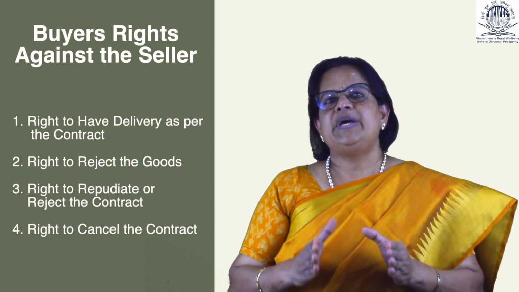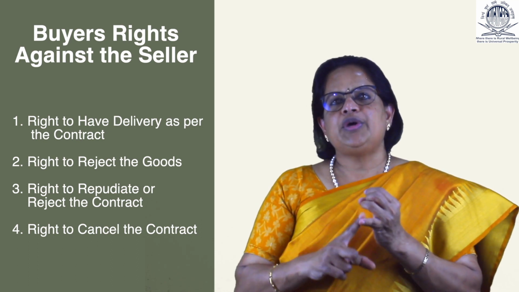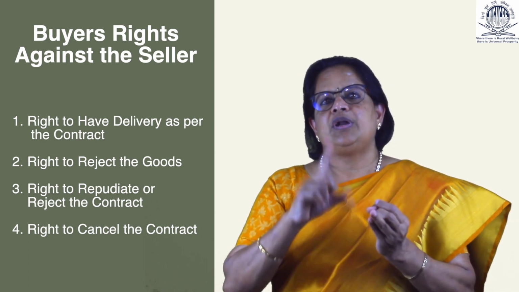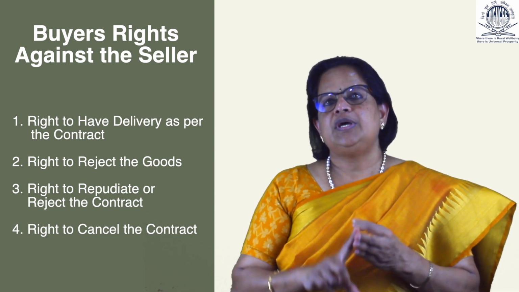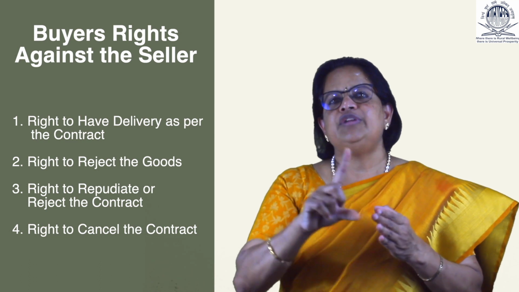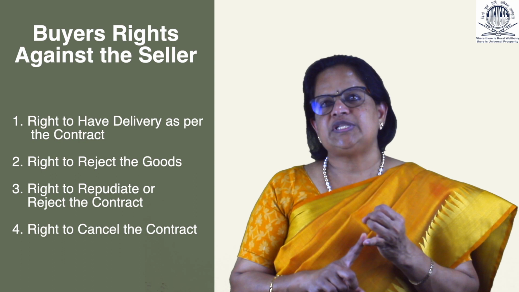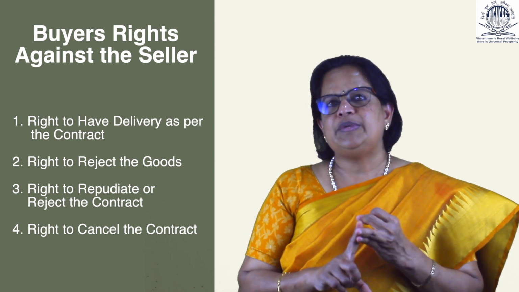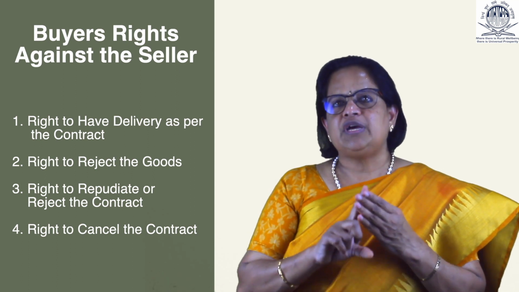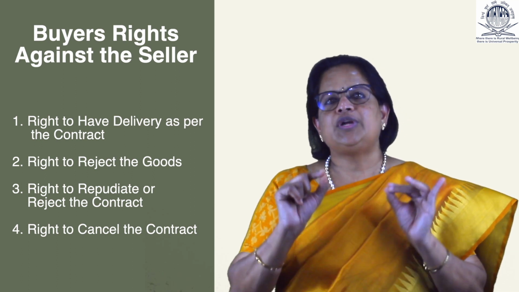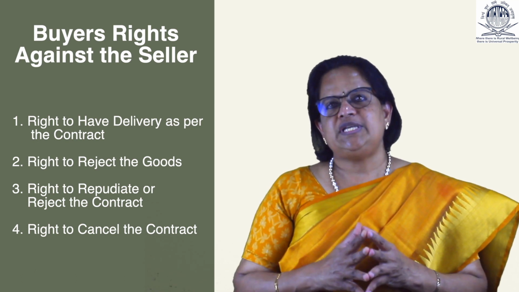The rights of a buyer against the seller are 9. They are: right to have delivery of goods, right to reject goods, right to cancel the contract, right to claim damages for defective goods, right to examine the goods before purchase, right to sue for performance, right to insurance, right to sue for recovery of price, and right to claim interest for the delay. Let us learn these points in detail.